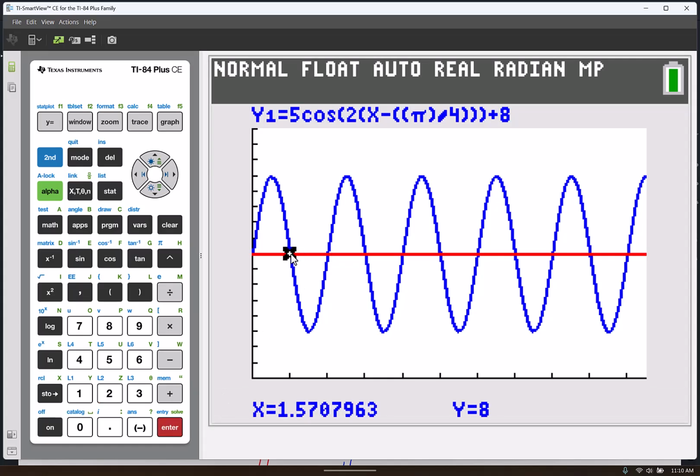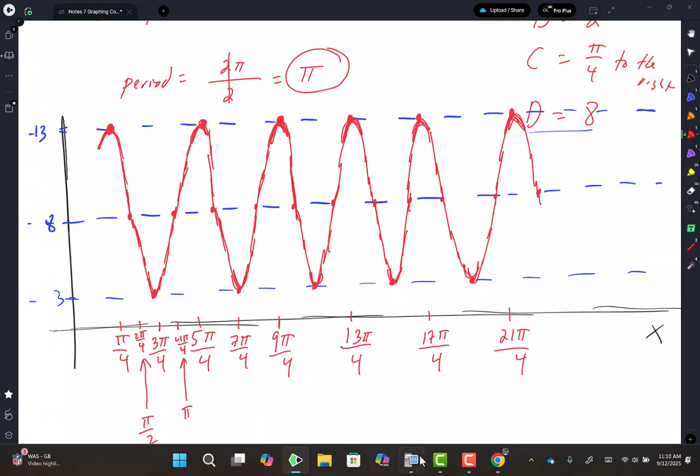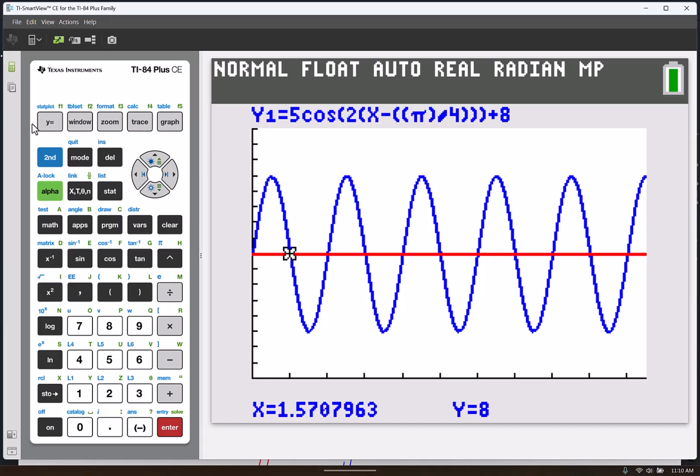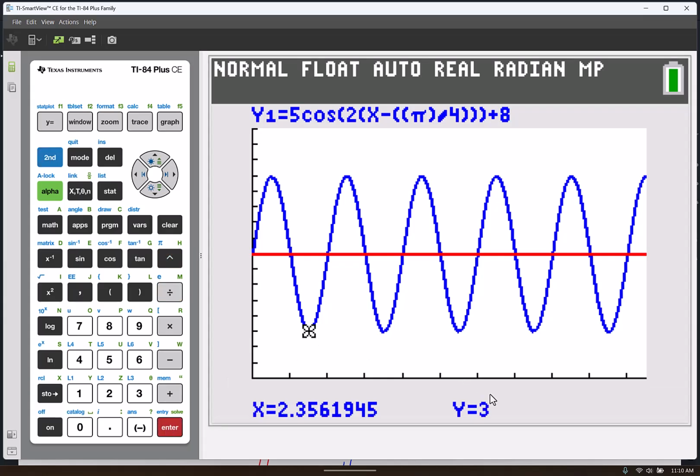Isn't that cool? And I'm going to test my minimum now. I know that I have a minimum at 3 pi over 4. So you don't have to push trace again if you already have it in this mode. I'm going to go 3 pi over 4. Wow, look at that. 3. Perfect. Cool or not cool? Could you do this also on Desmos if you don't have access to a calculator? Yes.